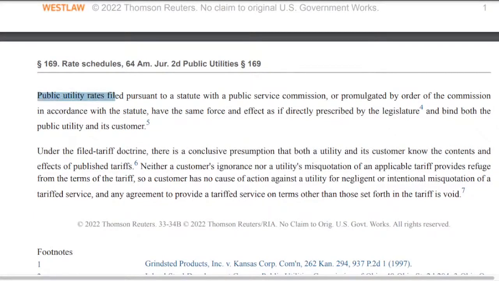Public utility rates filed pursuant to a statute with a public service commission or promulgated by the order of the commission in accordance with the statute have the same force and effect as if directly prescribed by the legislature. So, order of the commission in accordance with the statute, just as they're prescribed by the legislature, and bind both the public utility and its customer. Pursuant to a statute or promulgated by order of the commission in accordance with a statute.